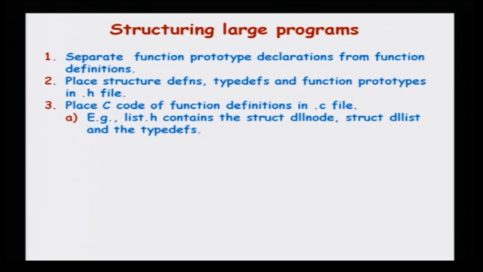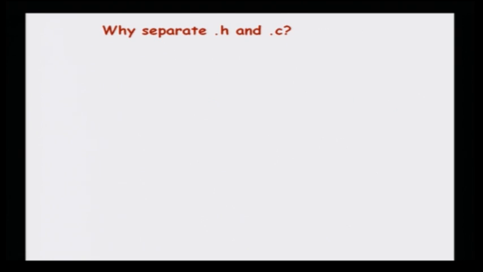Now, declarations are only half the function, right? We have to write the definition of the function, the code of the function. The actual code of the function, you place in a .c file separately. So, for example, list.h contains the definitions of the struct DLL node for a doubly linked list and so on, and list.c would contain the bodies of the functions. Now, we will see why separate .h and .c.